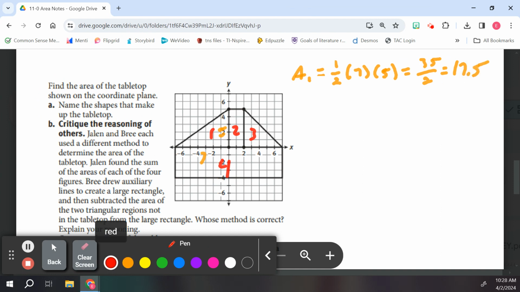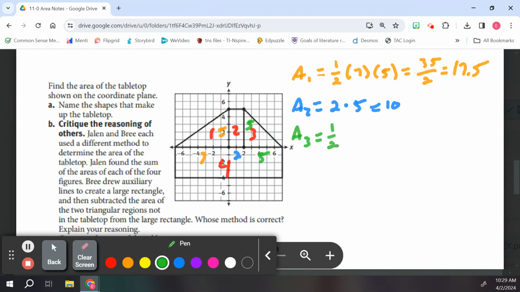Then we're going to do the same thing for the area of the second. Now this has a total of 2 units, and we know it goes up 5. This is going to be base times height, so it's going to be 2 times 5, which gives us 10. Then we're going to look at 3. Again, remember this height is 5. This is, let's see, 1, 2, 3, 4, also 5. So the area of shape 3 is going to be 1/2 times 5 times 5. So that leaves us with 25 over 2, which gives us 12.5.